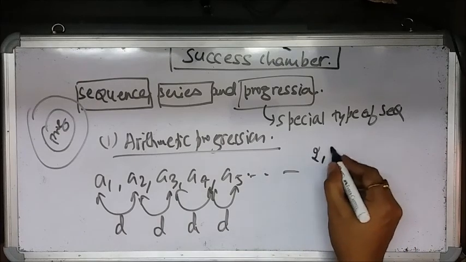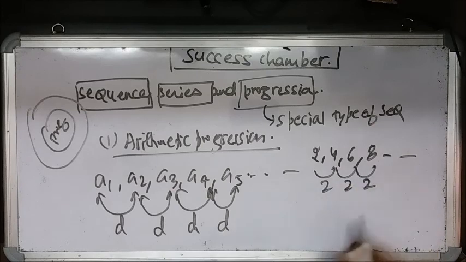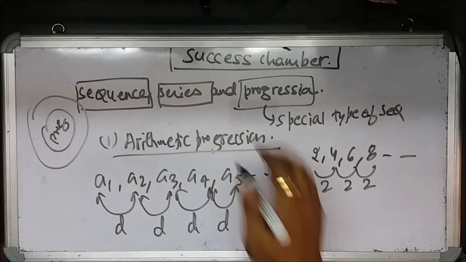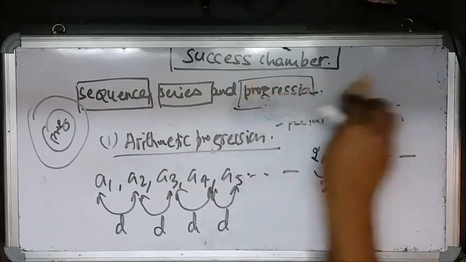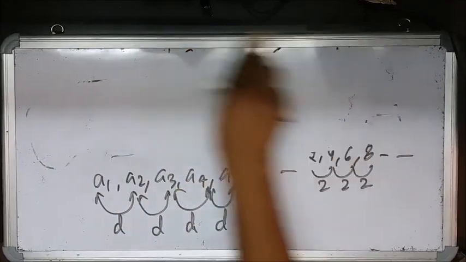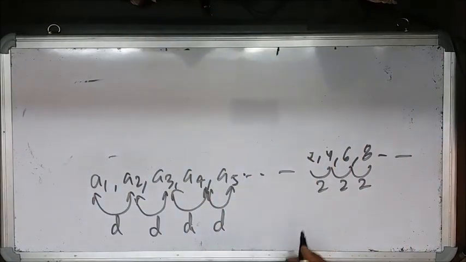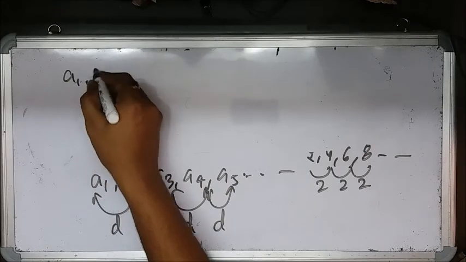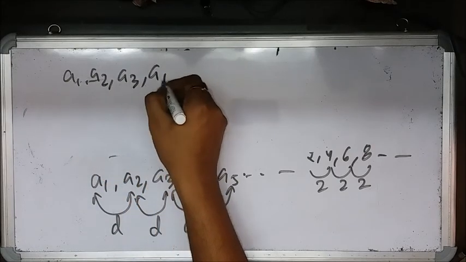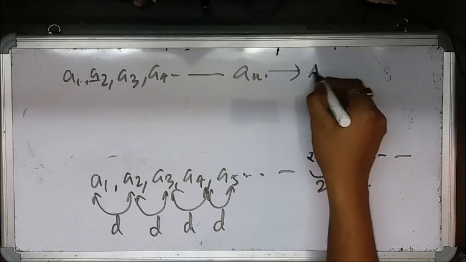Let us take an example. Suppose I have 2, 4, 6, 8. So what I find is that the difference is always 2. So that will be called an arithmetic progression. So let us suppose I'm having n numbers, A1, A2, A3, A4, so on up to AN. And it's given that they are in arithmetic progression.